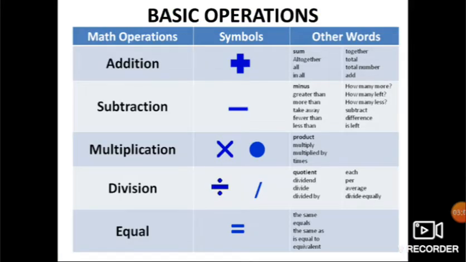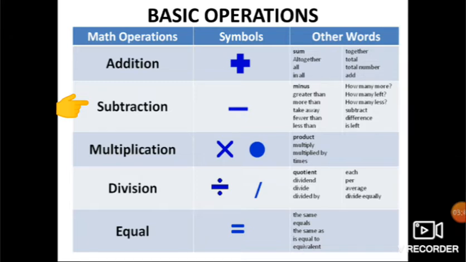Let's go into the details of these basic operations. The first one, as I told you, is addition, denoted by a plus sign. The other words are sum, altogether, all, in all, together, total, total number, add. In the case of subtraction, the symbol is a hyphen, that is minus. The words are greater than, more than, take away, fewer than, less than.